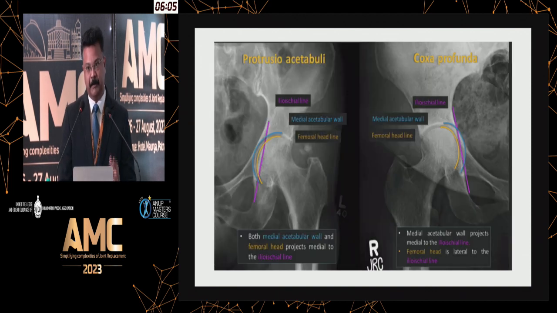Now, when we are looking at protrusio, we also need to differentiate another entity, which is coxa profunda. When we are looking at the radiological lines, in a case of a protrusio, both the medial acetabular wall and the femoral head tend to project medial to the ilioischial line. However, in a coxa profunda, the medial acetabular wall projects medial to the ilioischial line and the femoral head remains lateral. Why this is important is that during our surgical intervention, the recommendation is to aim for a coxa profunda kind of a picture rather than a more lateralized picture.